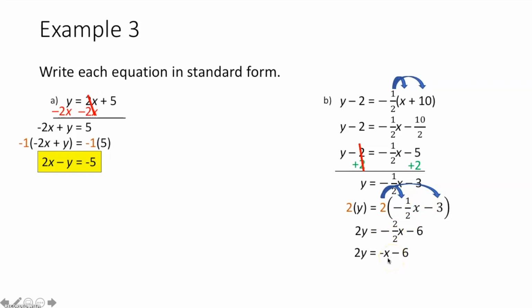Getting close. Now I need ax plus by equals c. So this x term has to go to the other side. Since it's negative x, to get it to the other side, I do the opposite, the inverse. I add x to both sides. That way these cancel out. And remember, you could write 2y plus x, but I want it in standard form, which means the x has to go first. So I'm going to go x plus 2y. That way it's in standard form, where my a is going to be 1, my b is going to be 2, and my c is going to be negative 6.